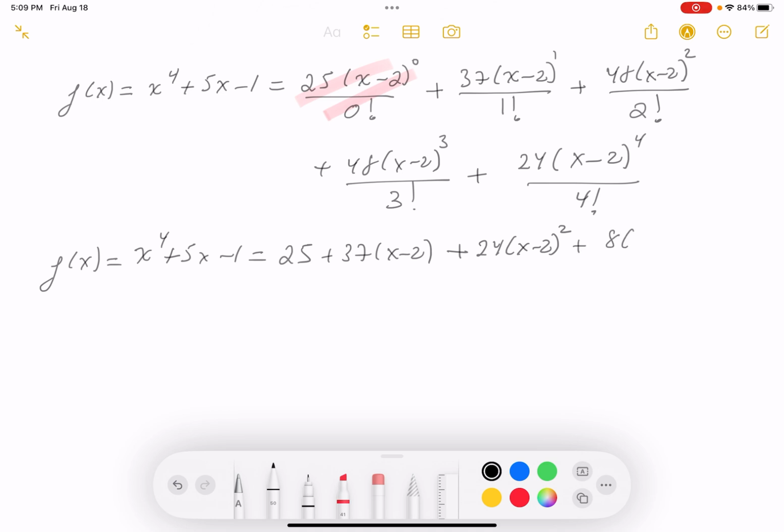Then what do you get? x minus 2 cubed. Last but not least, what do you get? 24 divided by 4 factorial. And 4 factorial, let's see, 4 times 3 is 12, times 2 is 24. Whoa, look at it, x minus 2 to the 4th power. All right, and put a box in this over here.